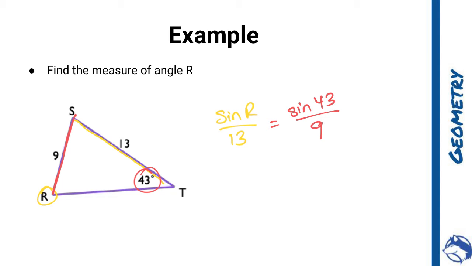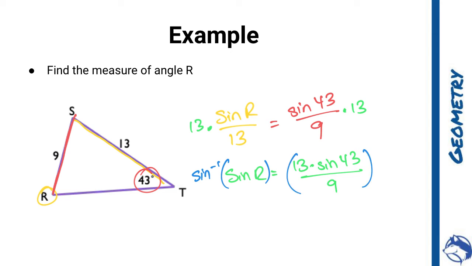So when I go and do this, I'm going to multiply by 13 because I really just want to get that R alone. So let's multiply by 13 here. And I get the sine of R is equal to 13 times the sine of 43 all over 9. I then want to get rid of the sine, so I need to do the inverse sine. And I get R is equal to the inverse sine of 13 times the sine of 43 all over 9.